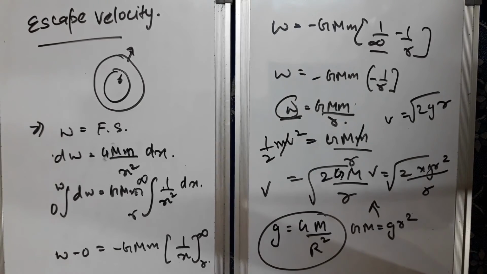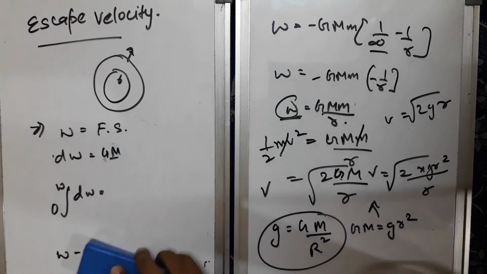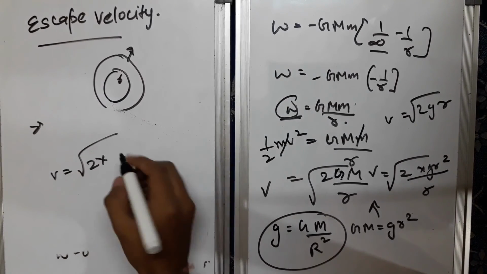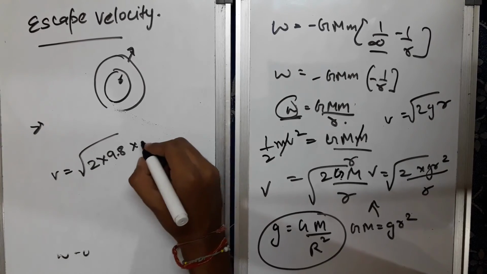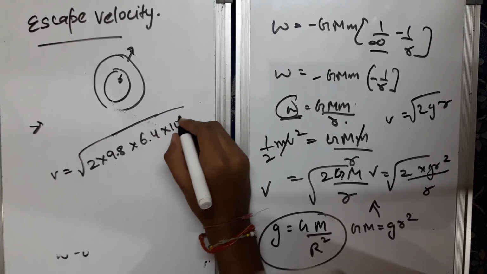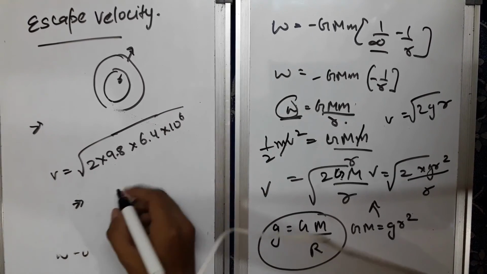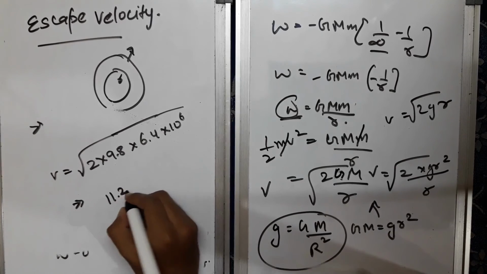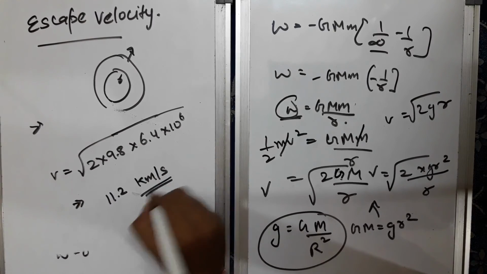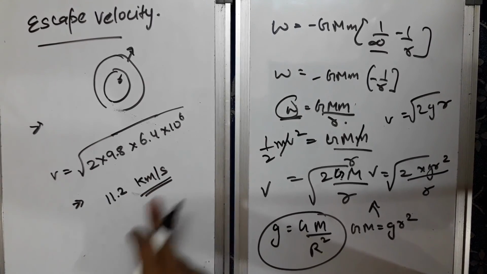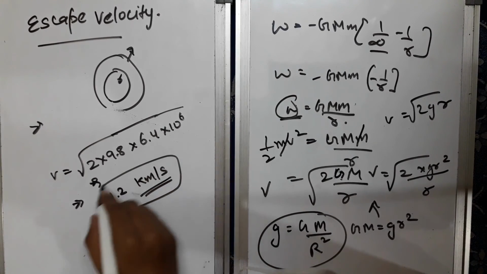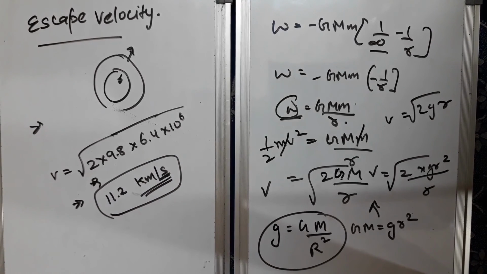So now you can calculate the escape velocity of earth. How? See this. We know 2, and gravity of earth is 9.8, and radius of earth is 6.4 times 10 raised to the power 6. We will get 11.2 kilometer per second. I calculated here and converted this into kilometers. If the answer generally comes in meters, please note it as kilometer per second. Hope you understand.